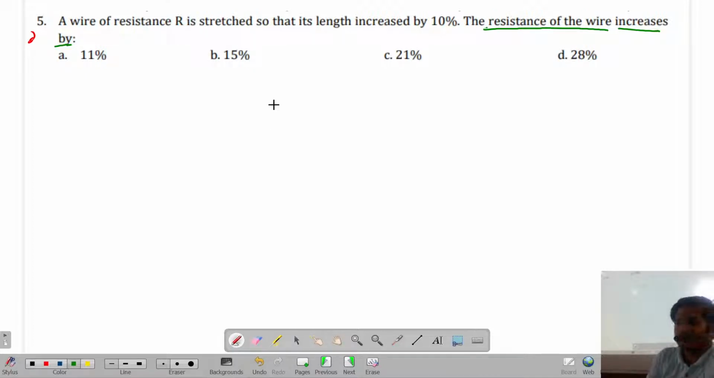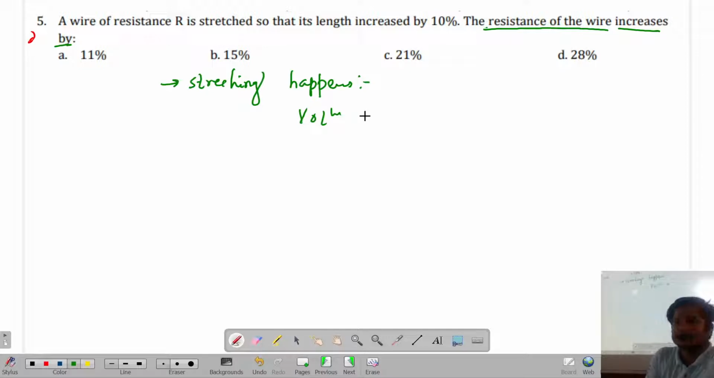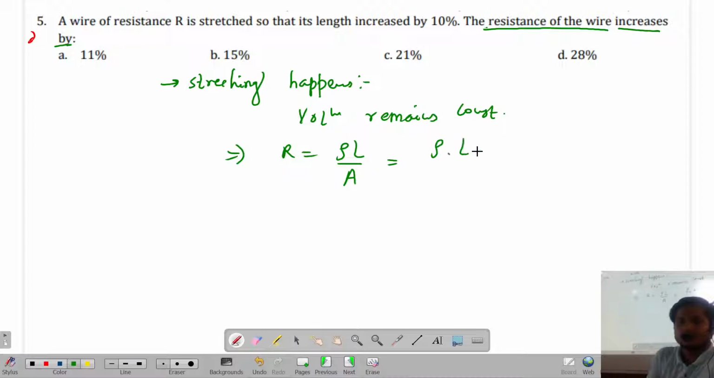So I have given one formula for stretching cases. If stretching happens, what remains constant? Volume remains constant, or not? Okay, so R is equal to rho L by A, correct? So rho length L divided by area into length L. I can write like this or not? So rho by V into L square I got. Now rho by V remains constant. That means what?